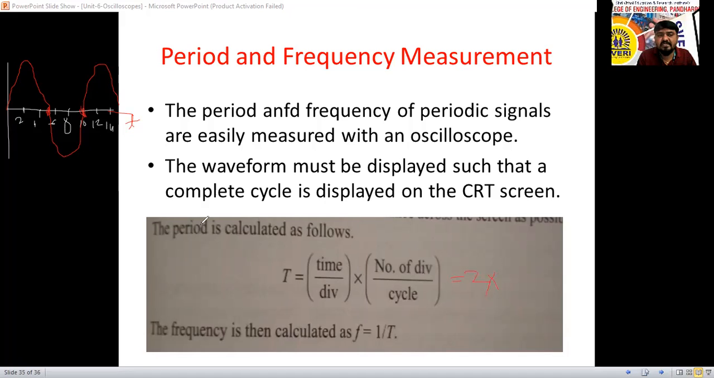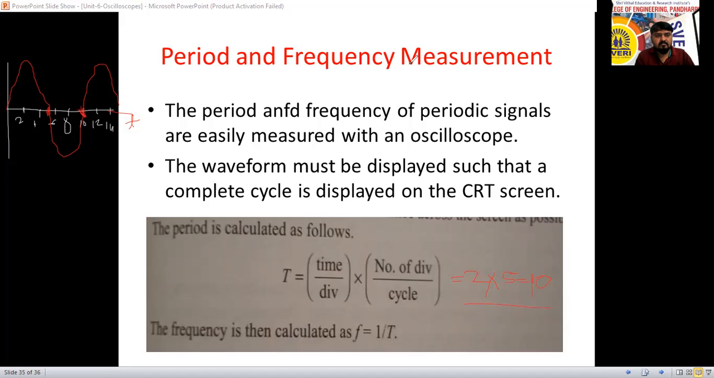Number of divisions per cycle: how many divisions does one cycle have here? 1, 2, 3, 4, 5. 2 into 5, how much? 10. That is the same. We got the answer here. So without calculation, by directly observing the waveforms also we can say that. Yes or no? We can say that.